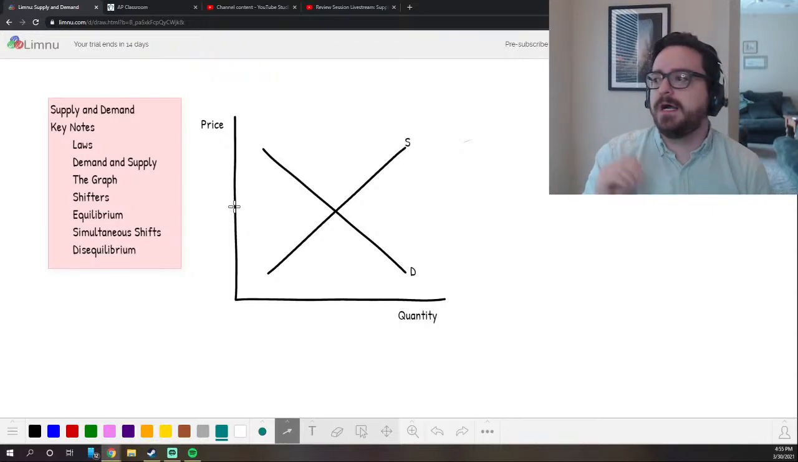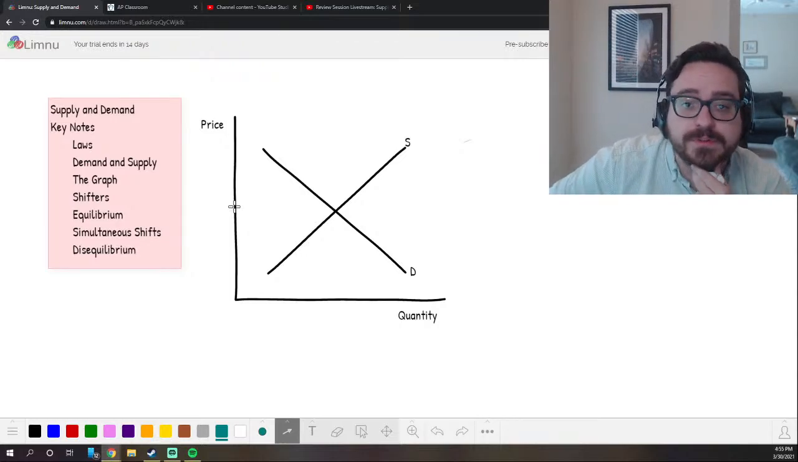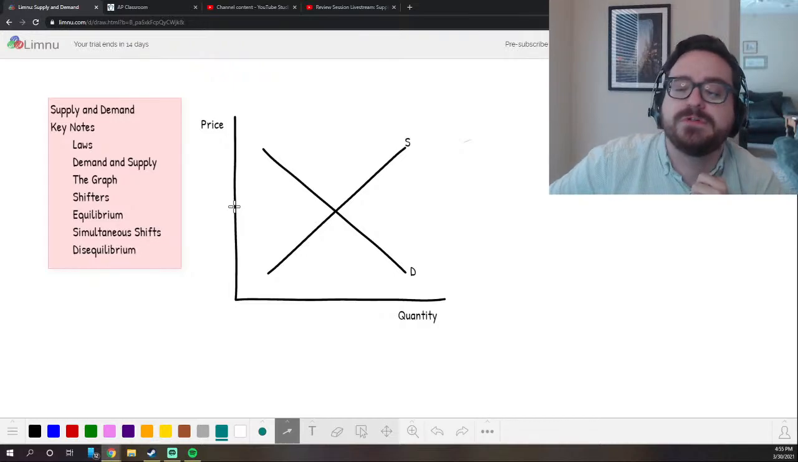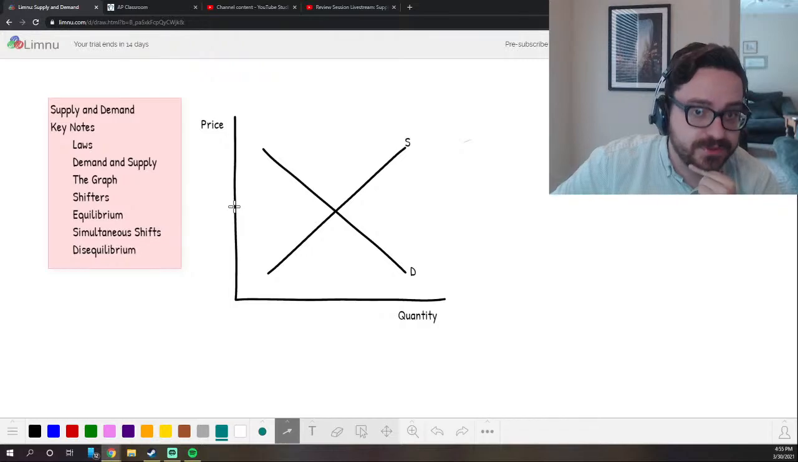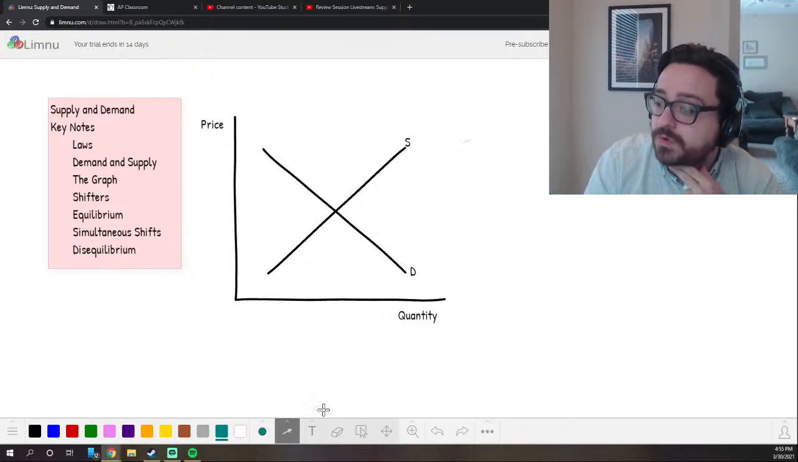Producer or consumer? Well, if I'm thinking it's the market for apples, the farmers are the producers of the apples, and if land is cheaper, it makes it easier for them to produce things. So that would increase the supply.